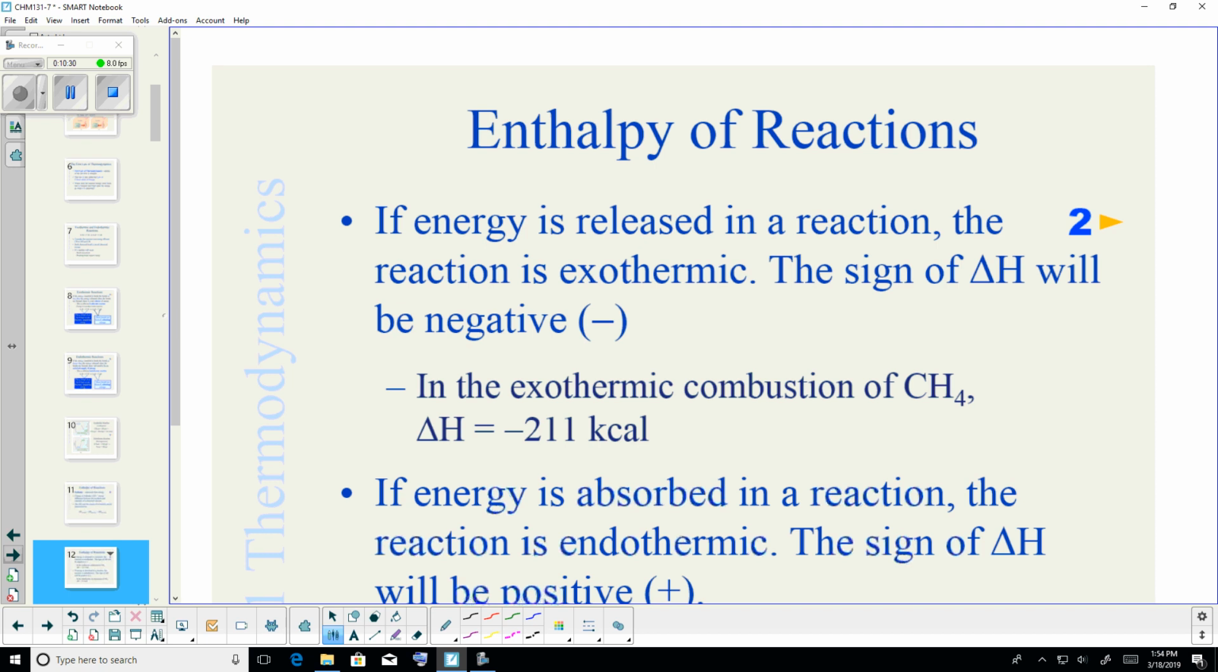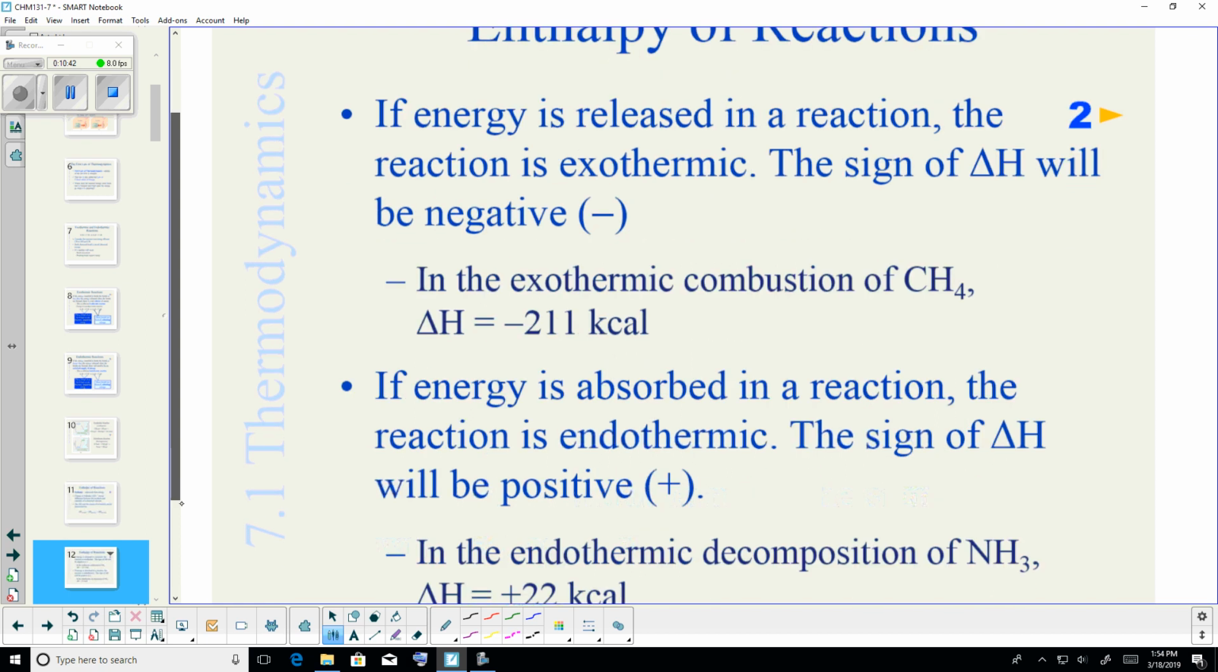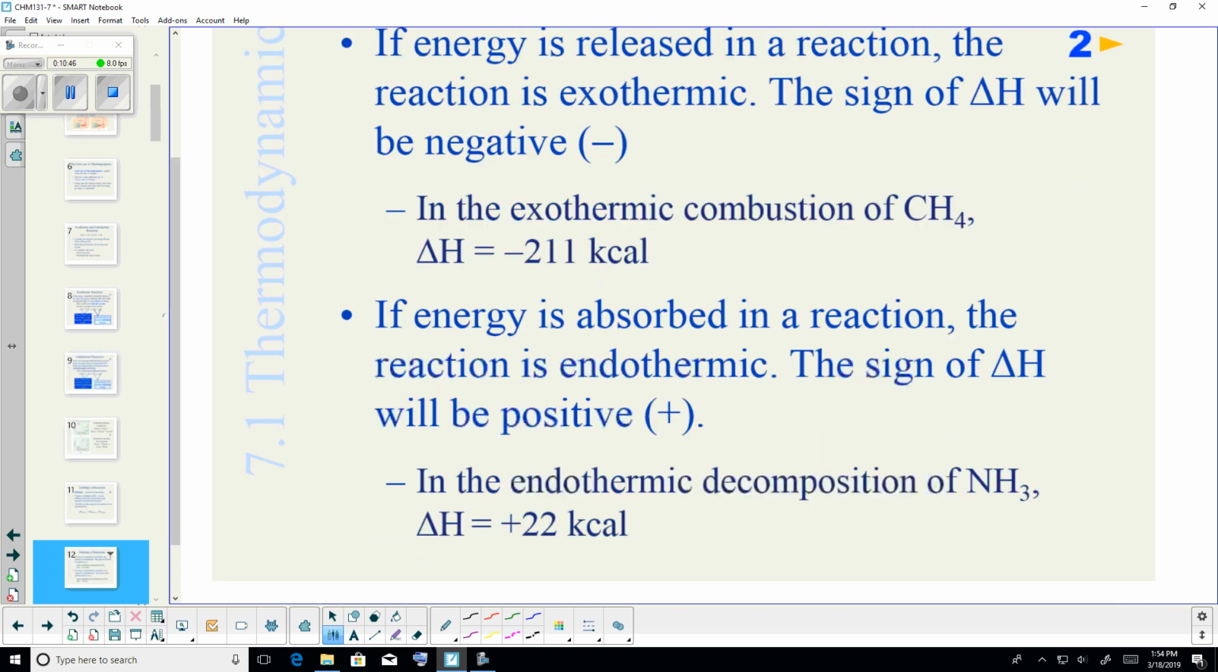So the combustion of CH4, the delta H is minus 211 kilocalories. If energy is absorbed, the delta H will be positive. So for the decomposition of ammonia, the delta H is plus 22 kilocalories.